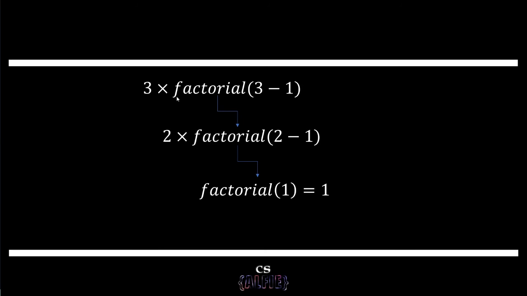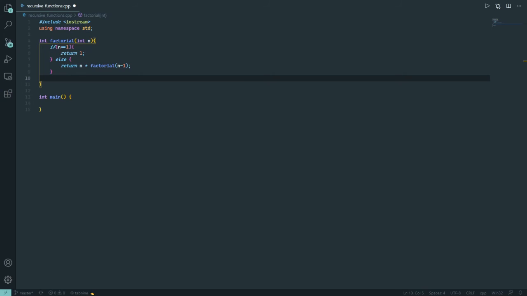Since the program doesn't know what factorial 3 take 1 is, it will have to go on and find the factorial of 3 take 1. So what is the factorial of 3 take 1? It will just call the function and pass in 3 take 1, which is 2. Let's have a look at that in the code.